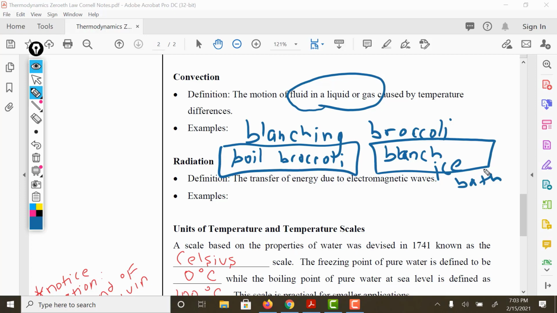In this case again, you have convection, right? Boiling with the water was taking the heat from the boiling water and giving it to the broccoli. And then when I threw that broccoli into the ice bath, I took the heat from the broccoli and gave it to the ice bath itself. And in both cases, that exchange of energy happened because of a fluid.